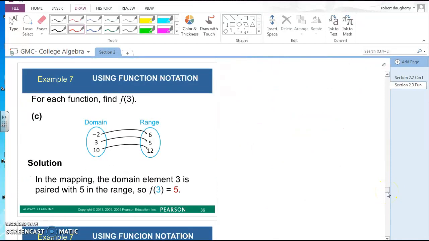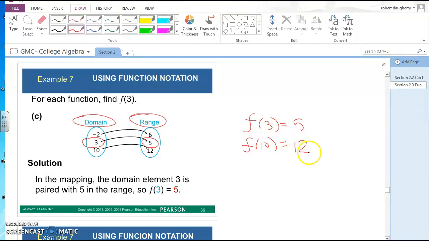Looking back at mapping notation, the domain is on the left, right here. The range is on the right. What is f of 3? If I look here in the domain, when you input 3, you output a 5. So f of 3 equals 5. F of 10 equals 12. F of 0 is undefined. There's no definition for what to do when you plug a 0 in for this particular function.